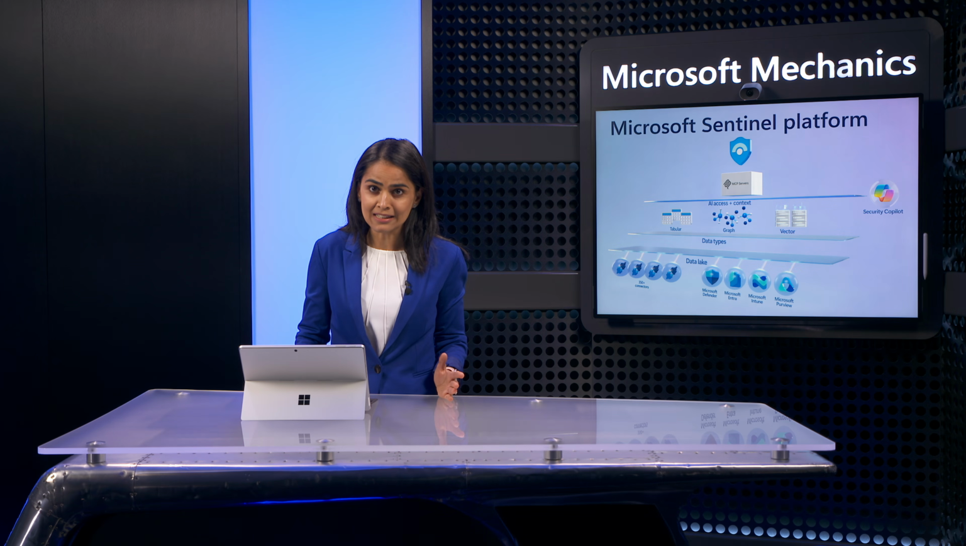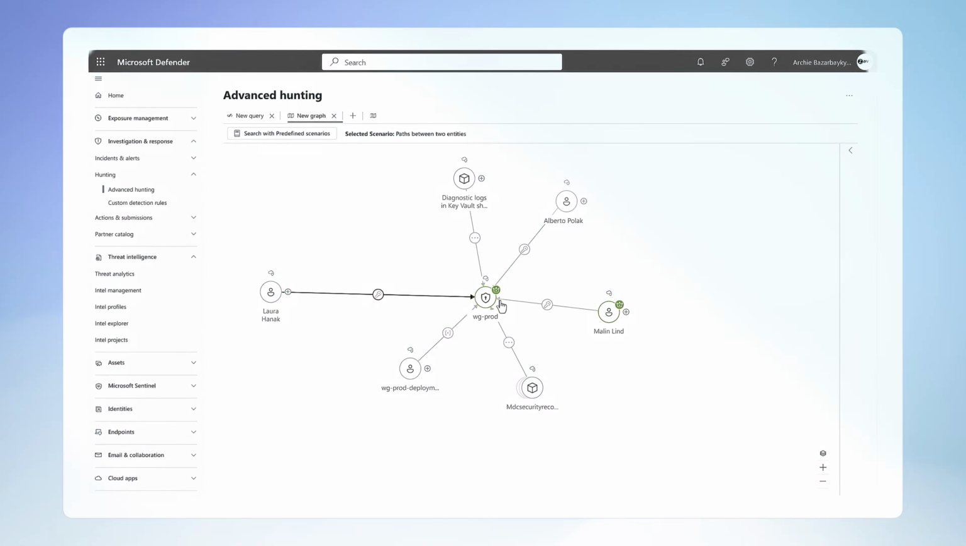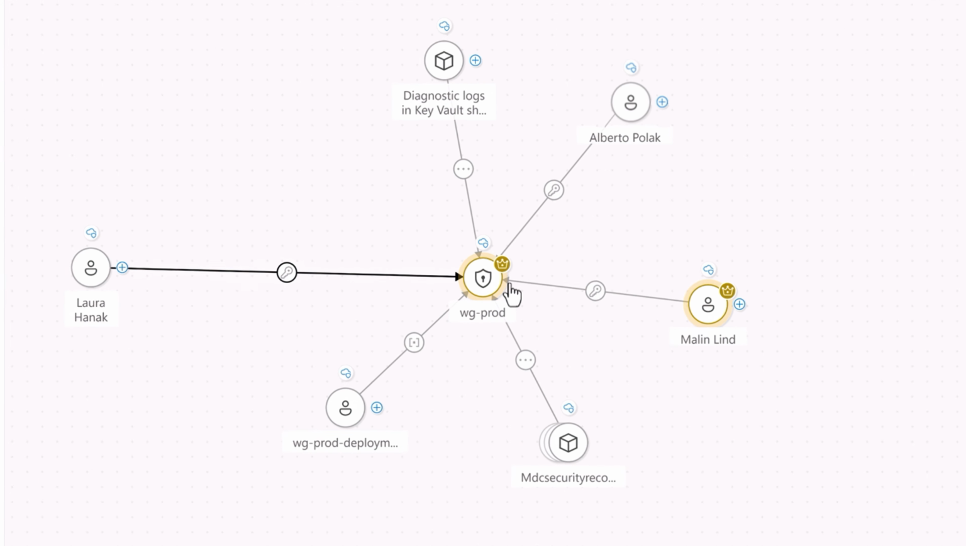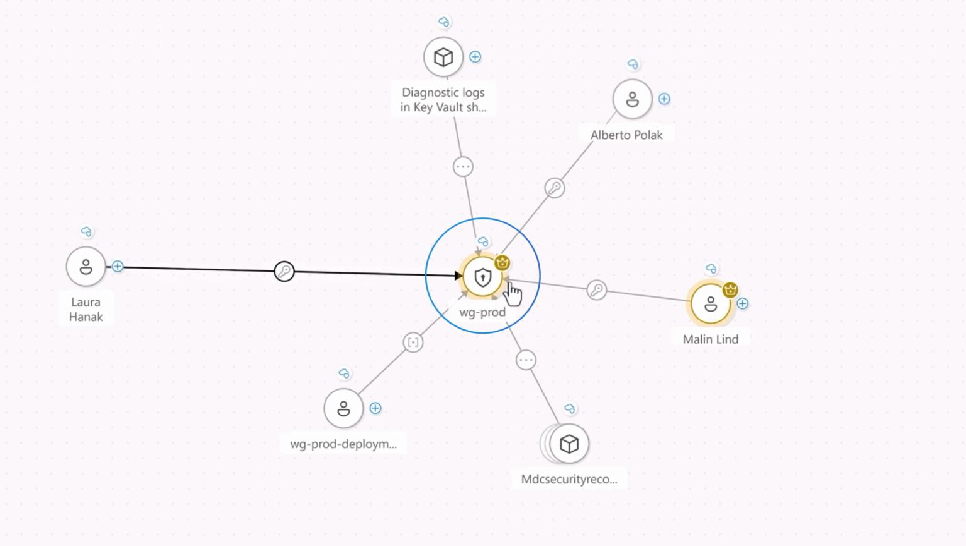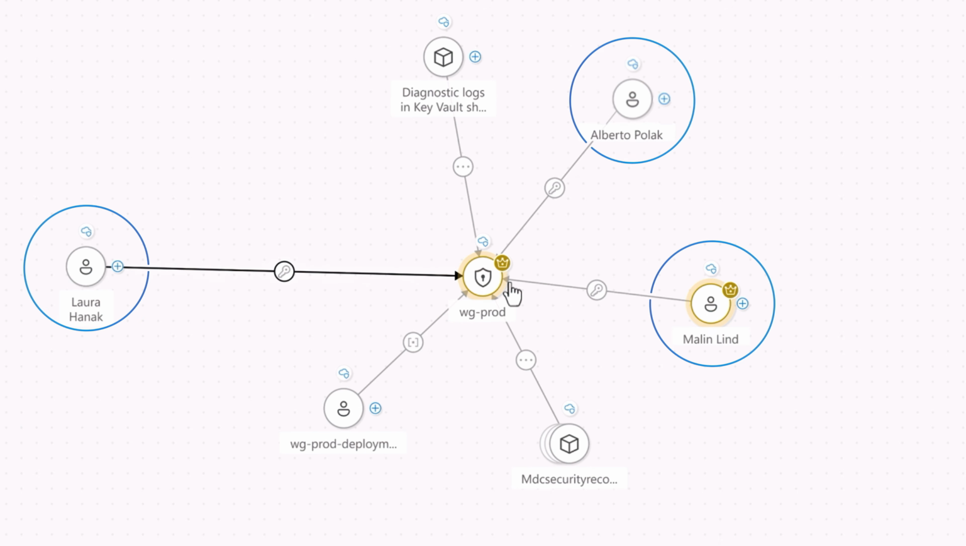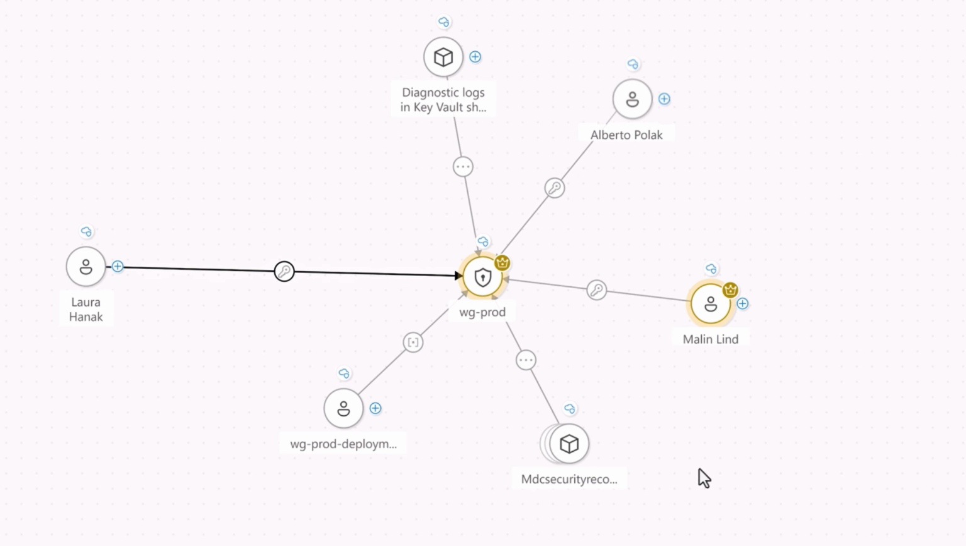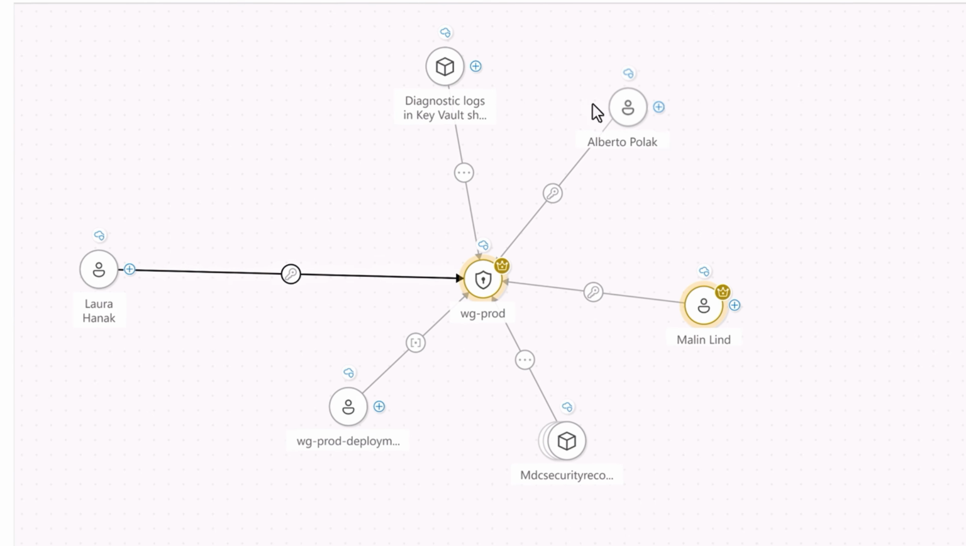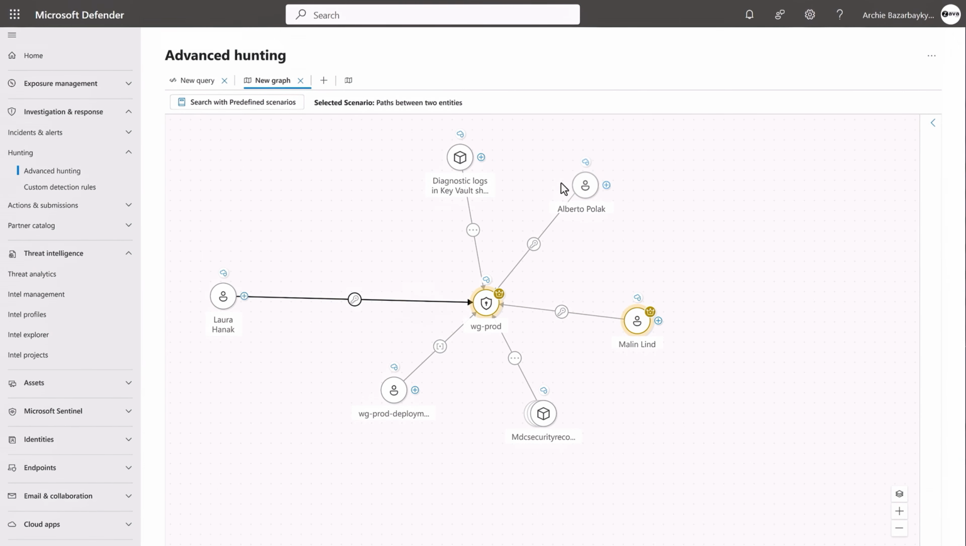With more clues in hand, we can now move on to more advanced hunting using the new hunting graph. We just saw that WG-Prod key vault looked accessible by our attackers. In fact, this visual shows us other accounts that have access. Our high-privilege account, Malin, on the right, is well protected using phishing-resistant authentication, so they are more immune to an attacker. But Laura Hannick on the left and Alberto Pollock on the top are standard business users. So let's find out first if Laura's account was compromised.